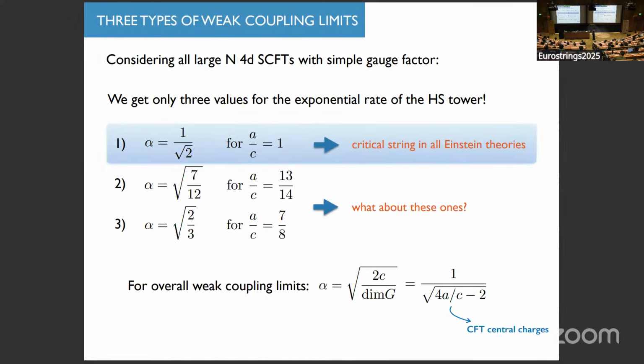What about the others? These are not holographic in the sense that even if I have a large N limit, A is different from C, so there will be higher derivative corrections that are not suppressed, because typically you don't have a large gap. So what are these higher spin states?